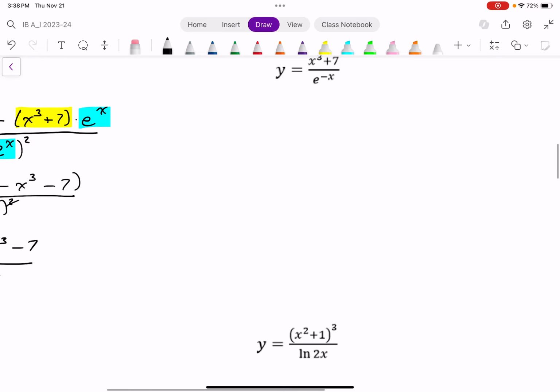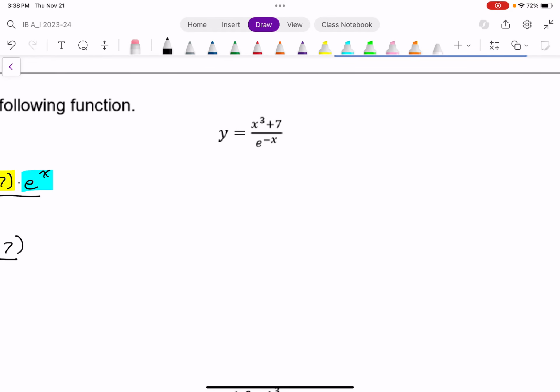All right. So here, similar, exact same idea, except I have e to the power of negative x. Now I could use the quotient rule like before, or, because we always have options, e to the negative x, that is the same. If I rewrite this, I can write this as y equals x to the power of 3 plus 7 times e to the positive x, right? Dividing by a negative power, same as multiplying by a positive power. And if I do this, then I don't need to use the quotient rule.